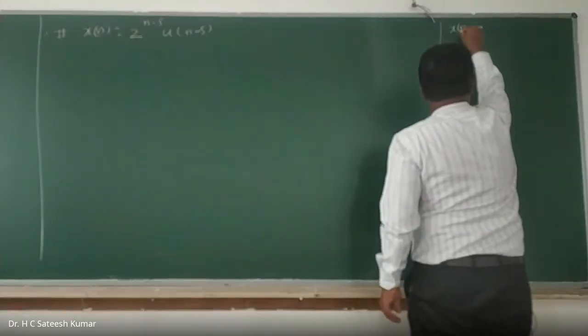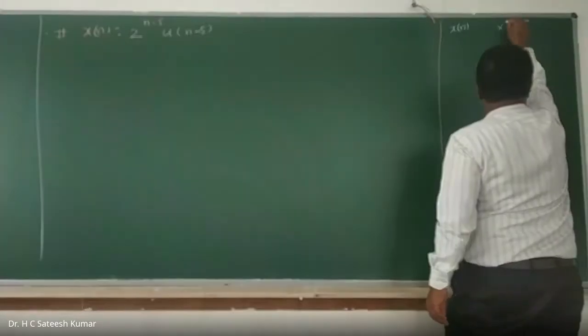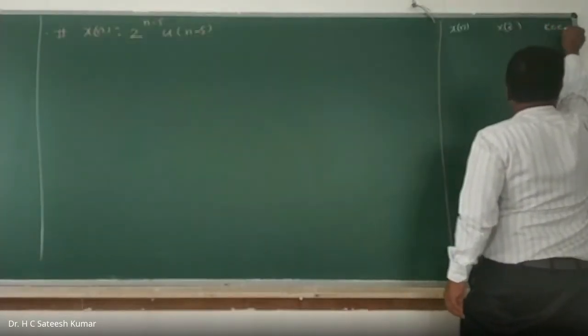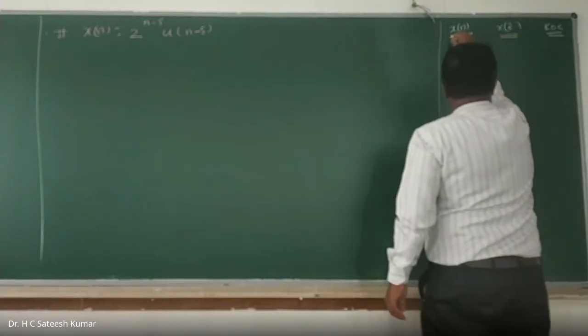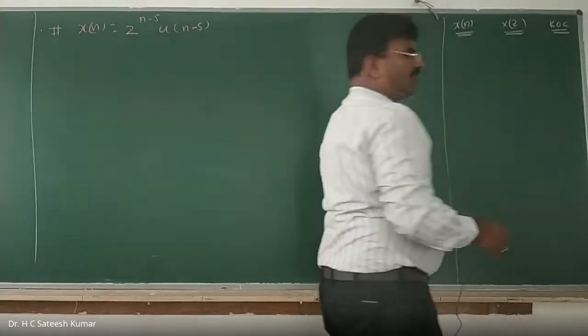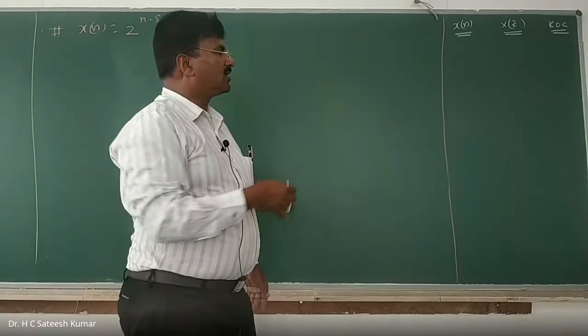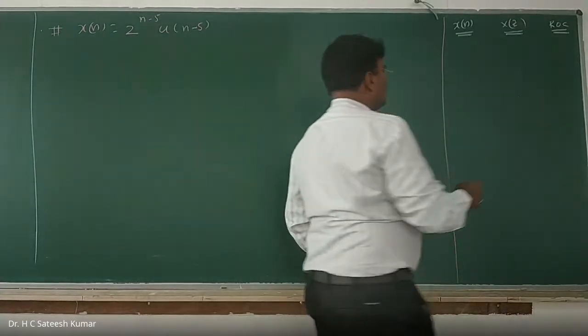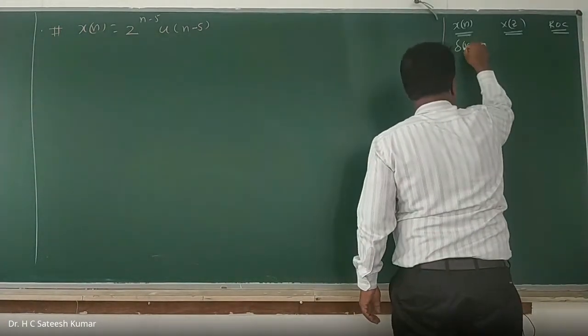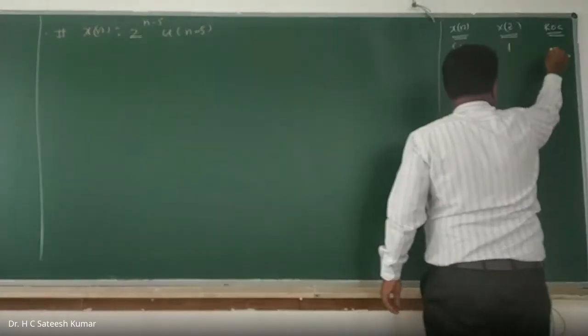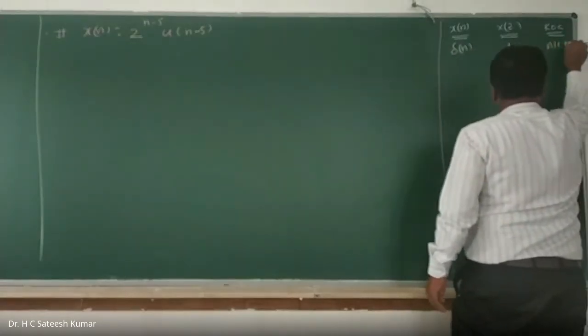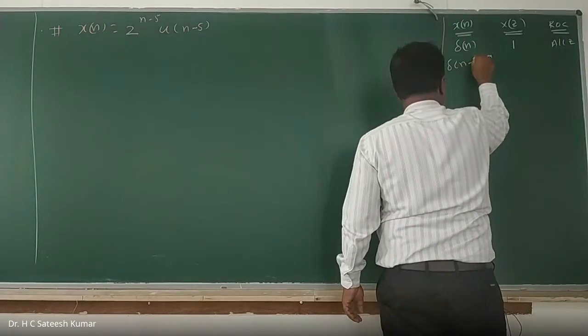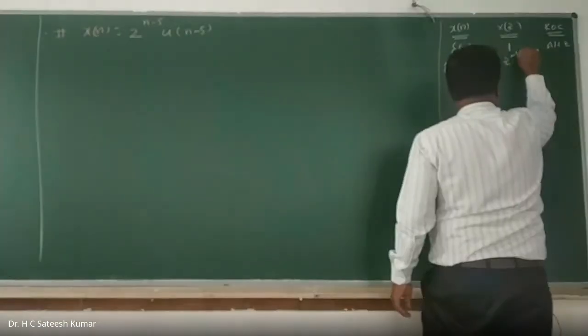x of n, X of z, ROC. This table is very, very important. In the beginning, we keep on observing this table, and in later stages you will know it directly and can write it. Okay, right? So the first one is what? Delta of n, Z transformation is 1. ROC is all z. Delta of n minus k, z to the power of minus k.